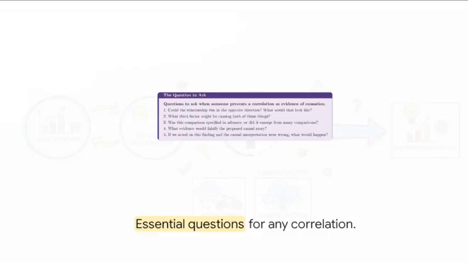It comes down to forcing the analysis past the superficial. You absolutely must ask the hard conditional questions. Could the relationship actually run in the opposite direction? What unmeasured third factor might be driving both of these elements? Was this specific comparison genuinely specified in advance, or was it selectively cherry-picked from dozens of random dashboard queries? And crucially, if we acted on this finding and the causal interpretation turned out to be wrong, what would the actual financial and operational fallout be?